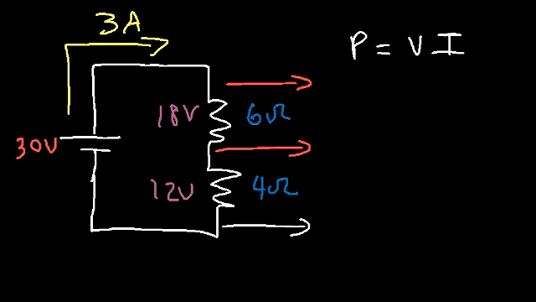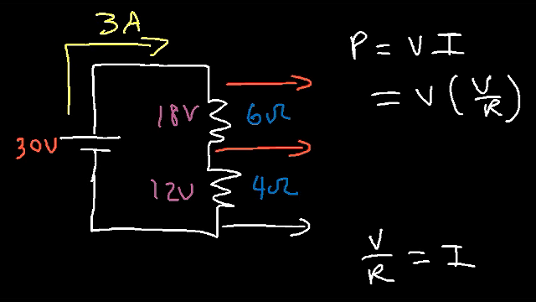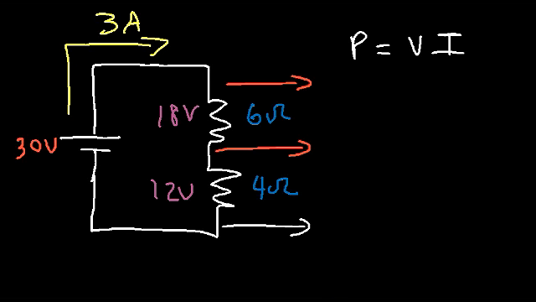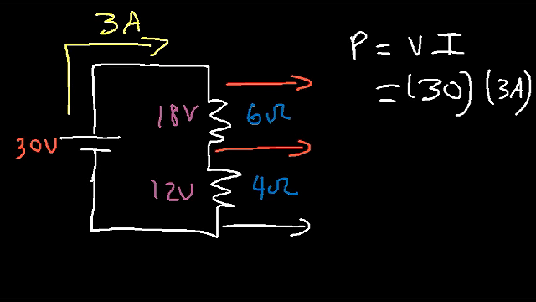Now, since V equals IR, if we solve for I, V divided by R is I, from Ohm's law. So we can replace I with V over R. So another form of the equation is V squared divided by R. So we're going to use the different forms of that equation to calculate the power. So let's find the power delivered by the battery. The battery has a voltage of 30 volts and it delivers a current of 3 amps. So 30 times 3 is 90. So the battery delivers 90 watts of power.